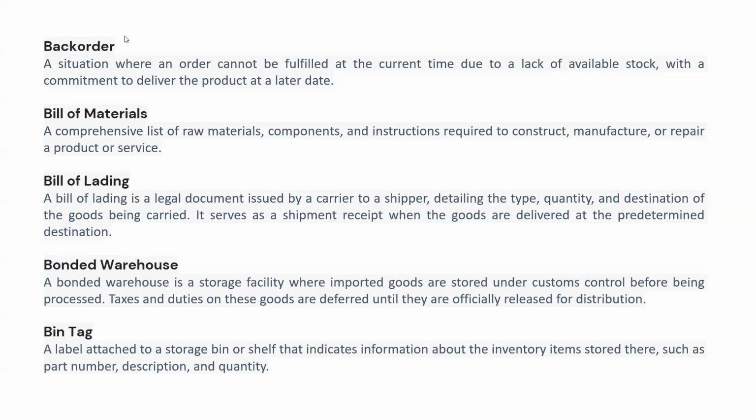Then is bill of materials. That is a comprehensive list of all the raw materials, components, and instructions required to construct, manufacture, or repair a product or service. So everything to construct, manufacture, or repair a product or service, all the list of raw materials and components, is called the bill of materials. Bill of lading we have already seen.